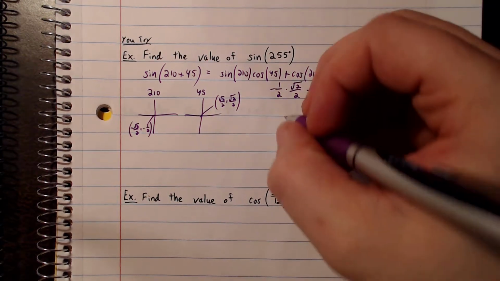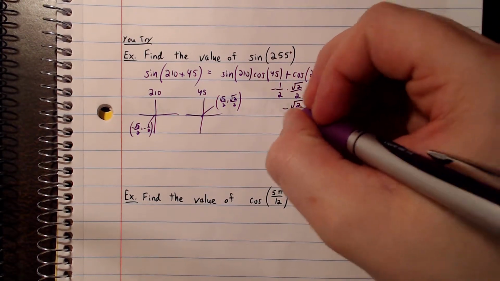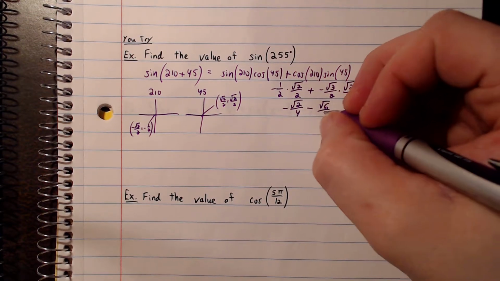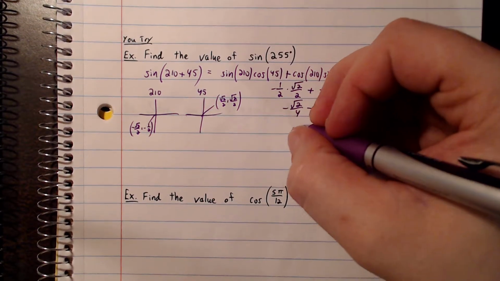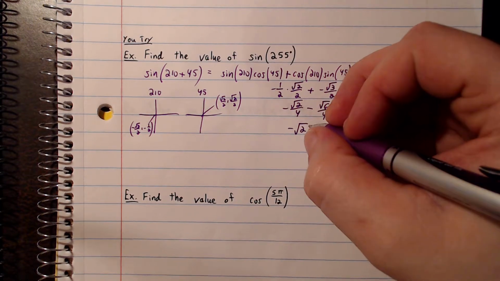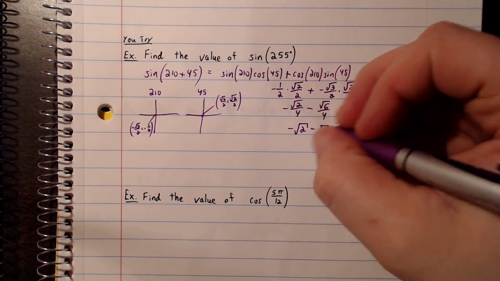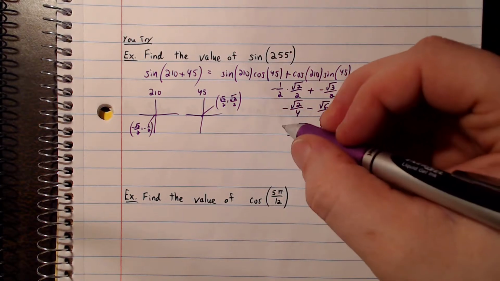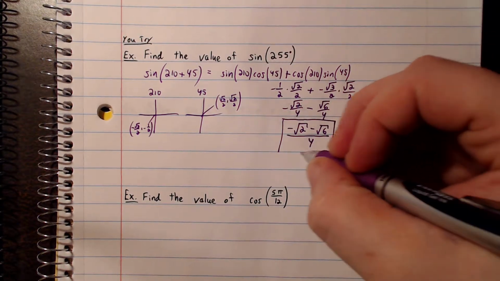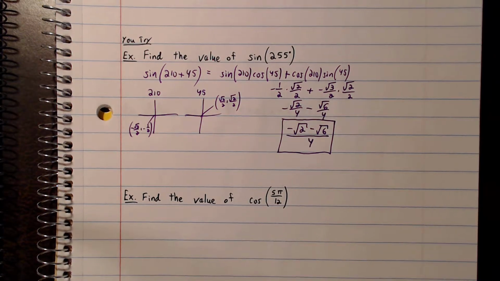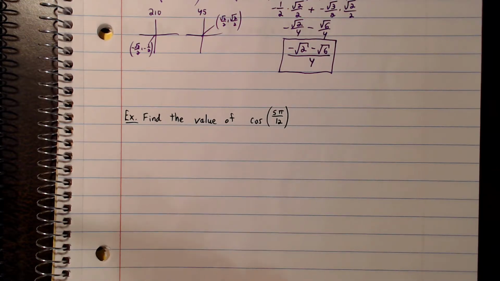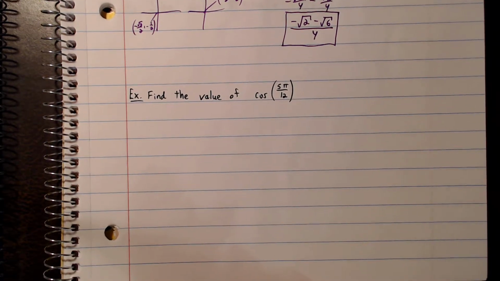Okay, so we've got negative root 2 over 4 minus root 6 over 4, and if we combine those, here's your final answer: negative root 2 minus root 6 all over 4. Okay, these problems really aren't that bad, right? Just got to follow those formulas and try to work with the unit circle itself.